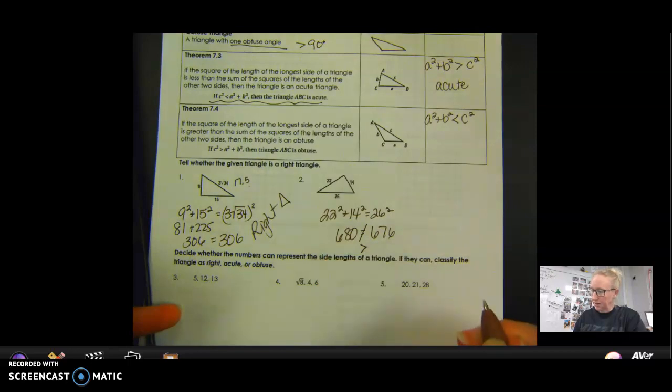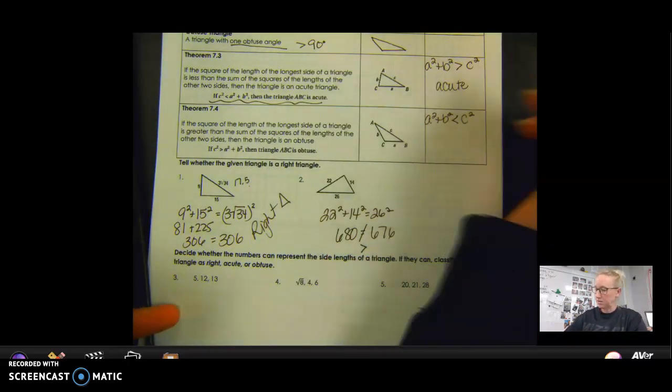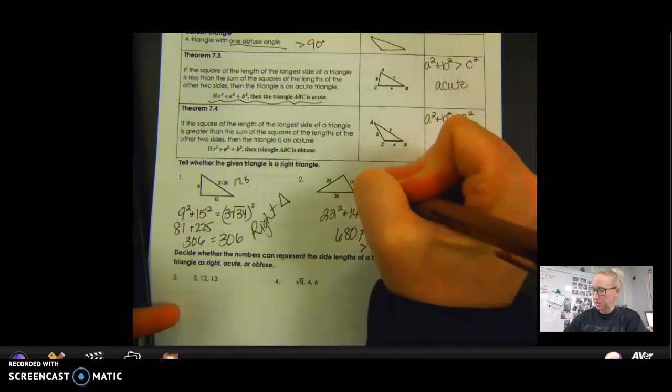680 is actually greater than 676. So if I look up here, if a squared plus b squared is greater than c squared, that makes it an acute triangle.